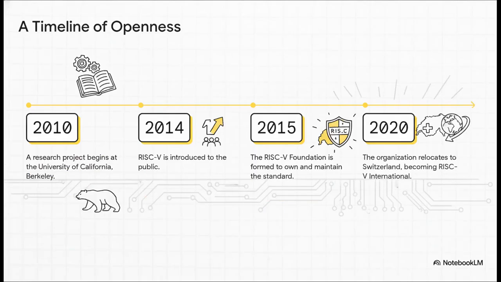Now, RISC-V didn't just pop up out of nowhere. It actually started way back in 2010 as a little summer research project at UC Berkeley. By 2014, it went public, and then a year later, the RISC-V Foundation was set up to kind of look after the standard. But then, in 2020, they made a really crucial move. The whole organization relocated to neutral Switzerland, and it became RISC-V International. And this was a very deliberate step to shield this open standard from the political influence of any one country.